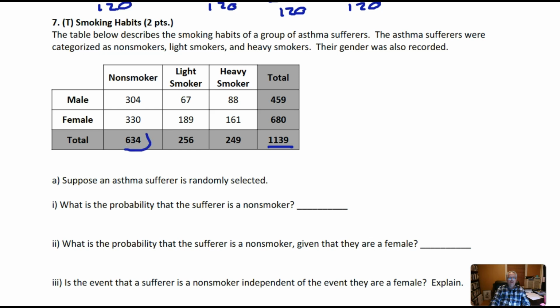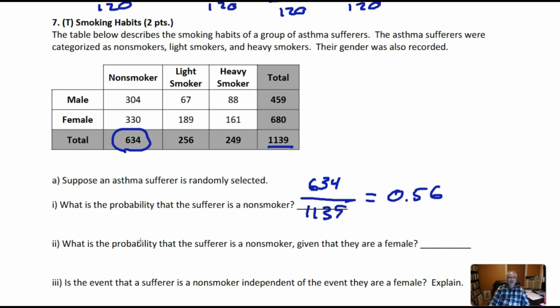So it says, what is the probability that the sufferer is a non-smoker? Well, here we have the total for non-smokers. This is 634 divided by the total number of people in the table, 1,139. And if you divide this, you actually get 0.56.